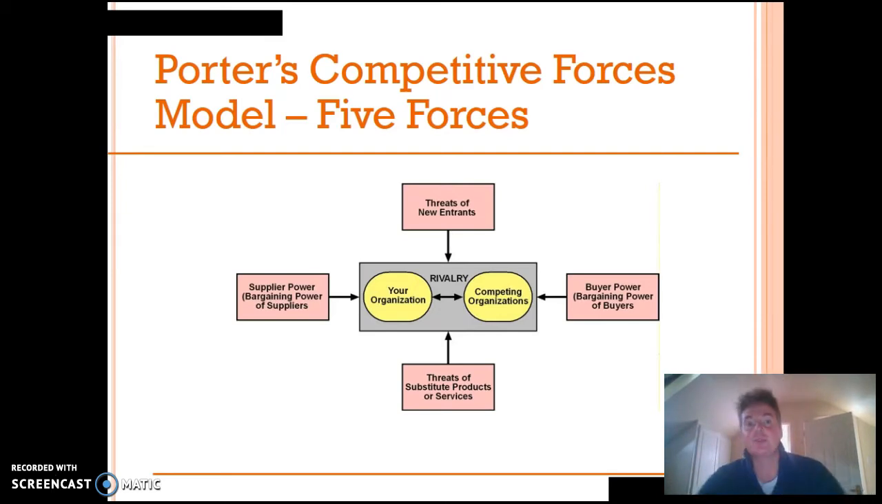The bargaining power of suppliers. Can your suppliers actually gang up and bargain with you, or are they quite weak? If there's only one supplier of a product, like, for example, De Beers has a practical monopoly on the diamond market, their bargaining power is actually quite high. And that's interesting in itself.